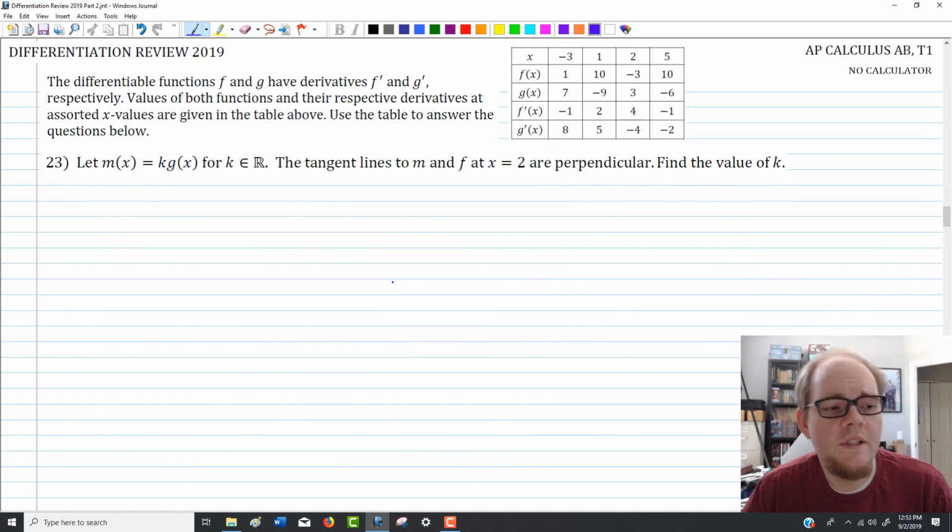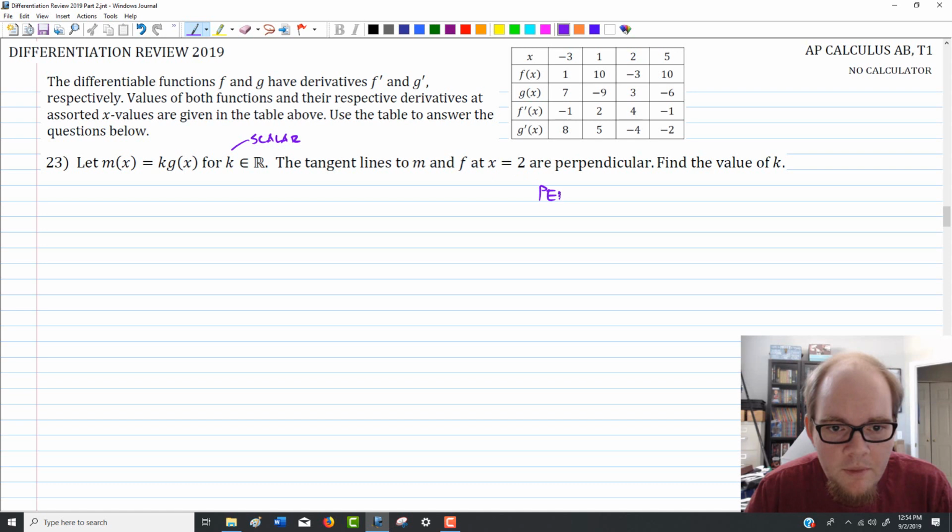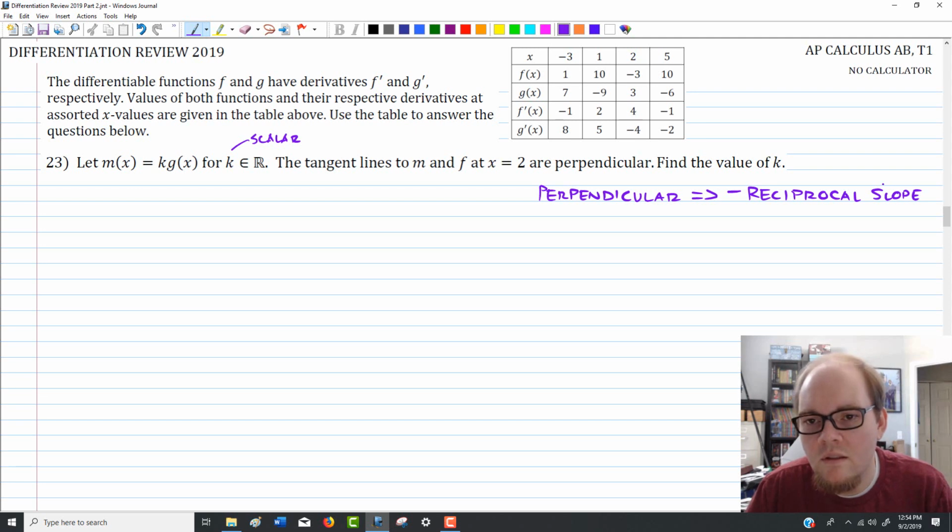Okay, next that brings us to question 23. It says let m equal k times g of x, for some real number k. So basically we're talking about some sort of scalar. Then it says the tangent lines to m and f at x equals 2 are perpendicular, and we're supposed to find the value of k. We've talked about perpendicular a little bit before, but for the moment, if two lines are perpendicular, that implies that the slopes are negative reciprocals.